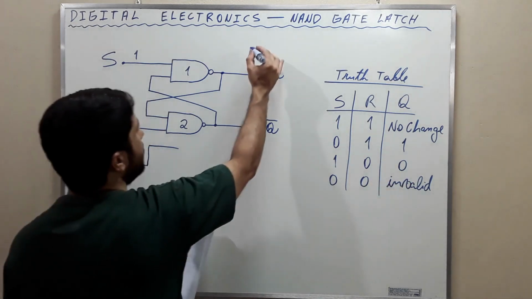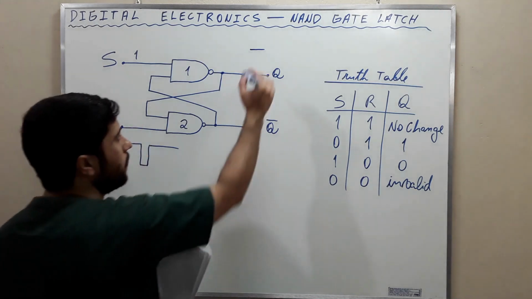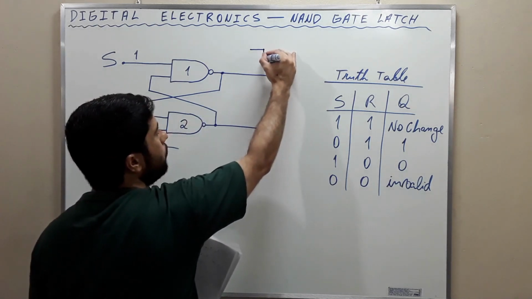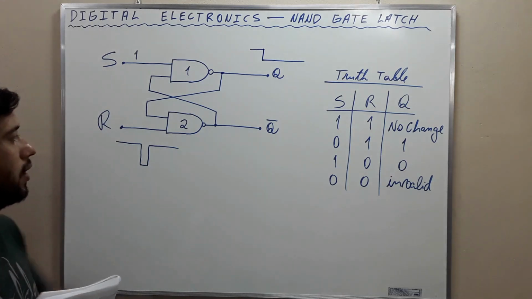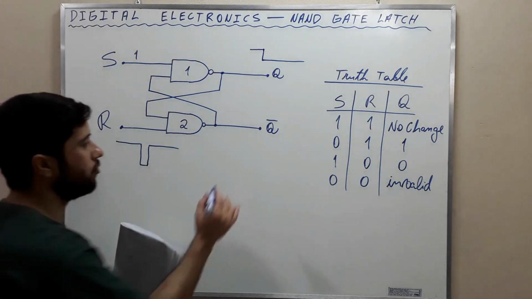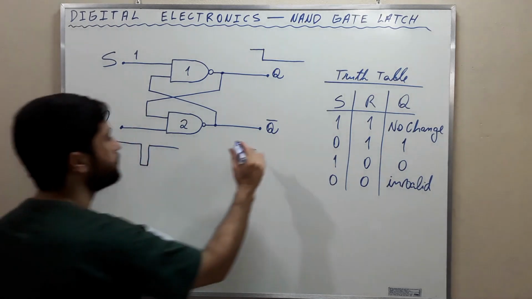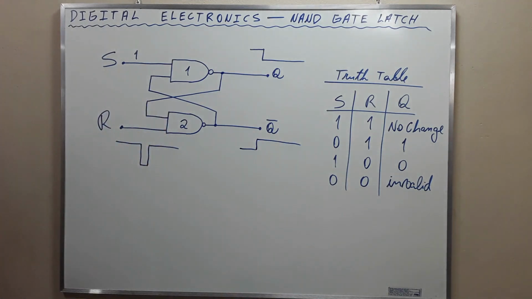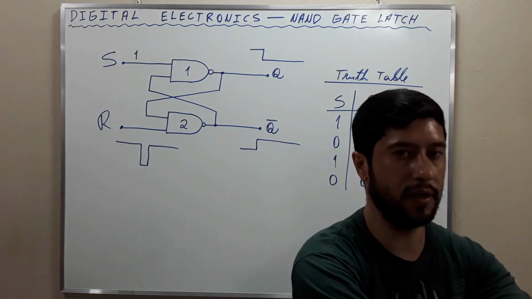And what's going to happen is that initially the output is high, and due to this pulse here, the output is going to change to low. And the Q bar is going to be the opposite. Initially it is low, and then due to this pulse here, it becomes high. Alright, my friends, this is the video that I wanted to make about the NAND gate latch.